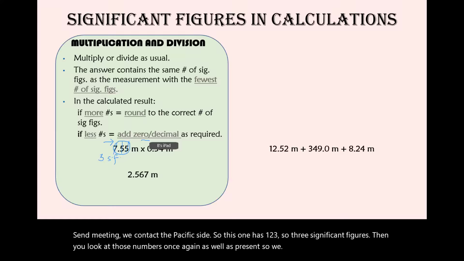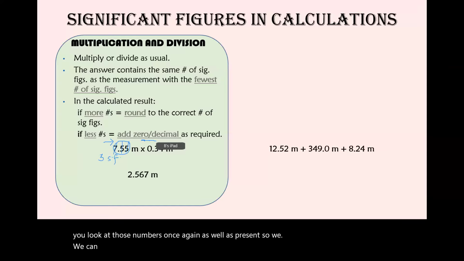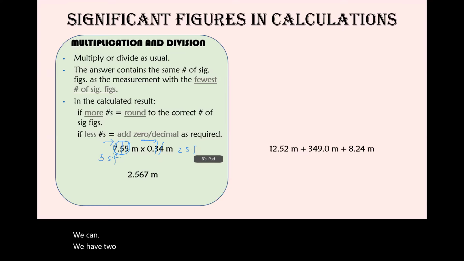0 will not be counted because we don't start counting until we hit the first non-zero digit. So we start counting from the 3. So the 3 and the 4, we have 2 significant figures here. Okay, so out of the 3 and the 2, because 2 is the smaller number of significant figures, our answer must have 2 significant figures.